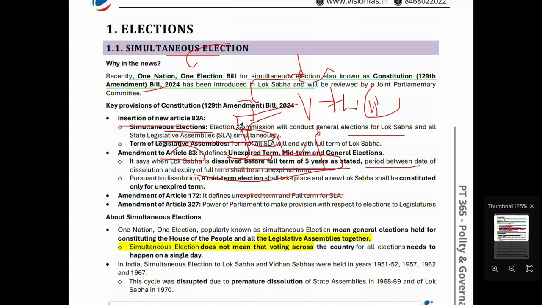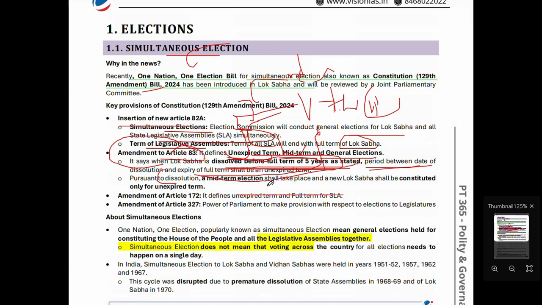The amendment of Article 83 defines the unexpired term and mid-term general election. In Article 83, the period between the date of dissolution and the expiry of the full term of five years shall be the unexpired term. Pursuant to dissolution, a mid-term election shall take place. The new Lok Sabha shall be constituted only for the unexpired term.